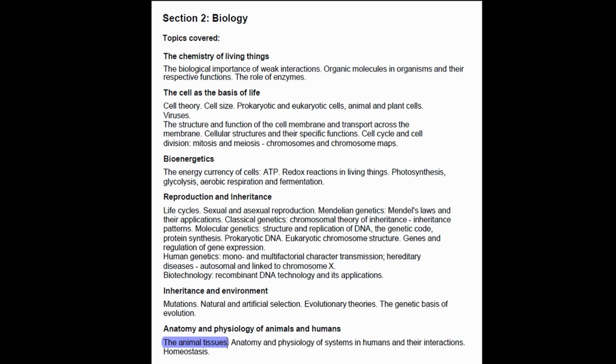And today we've got a very exciting day because it's another wonderful day teaching biology. And it's a special day because we finally get to learn about the physiology of animals and humans. And it's also our last topic in this dreadful biology section. So today we are going to talk about the animal tissues.